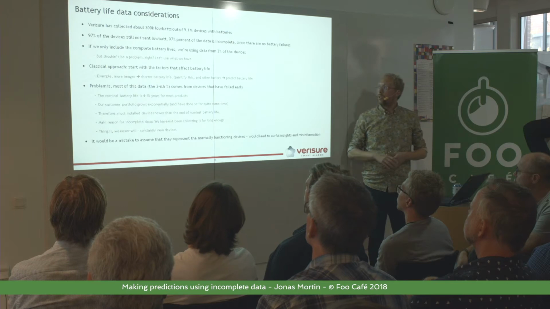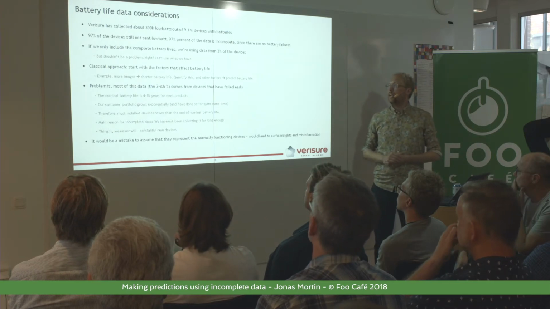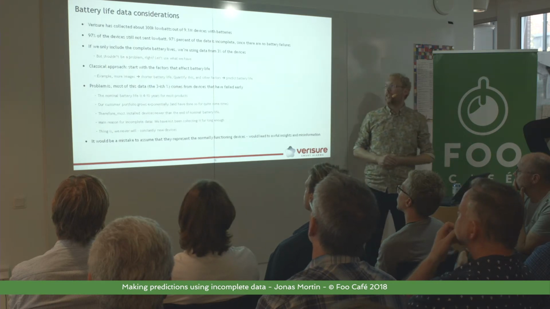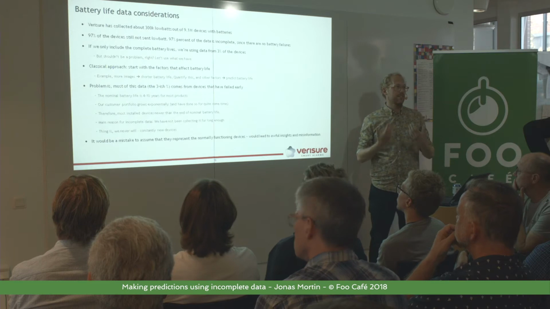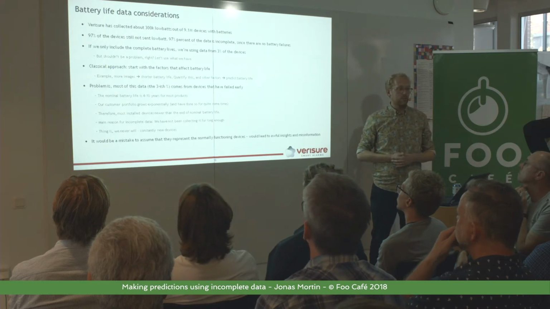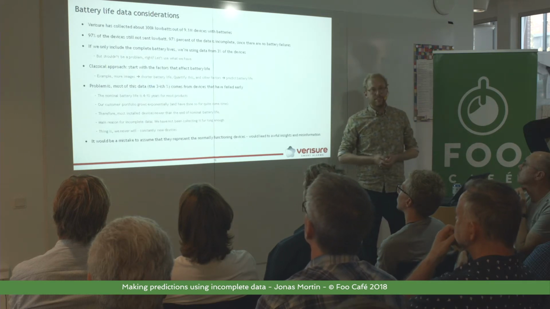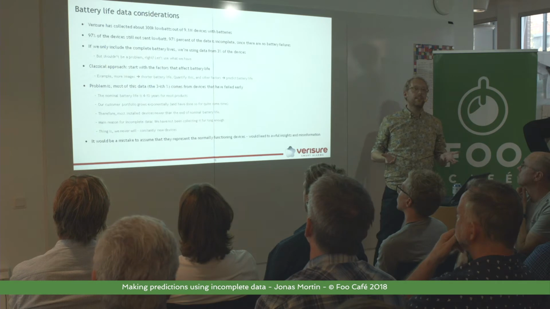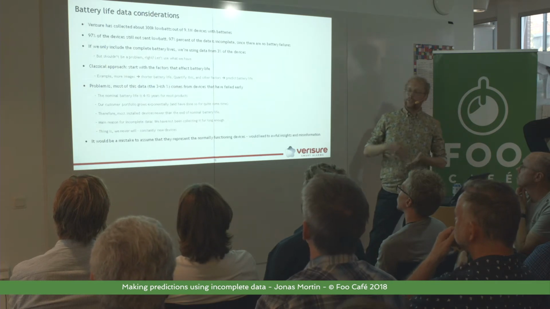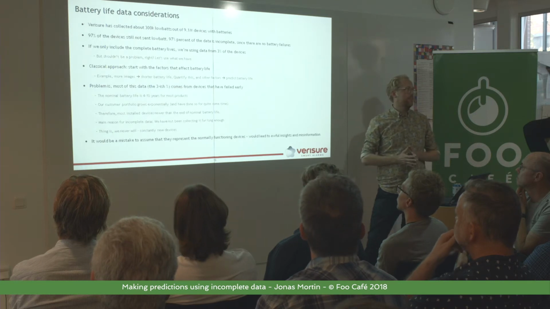So when computing this for all devices that we have, we found out we have about 300,000 low-bat signals. Or actually, 300,000 devices have sent low-bat signals out of 9.1 million devices historically. So 97% of the devices still haven't sent any low-bat signal. So if you want to include only the complete battery lives, we're only using 3% of the data.